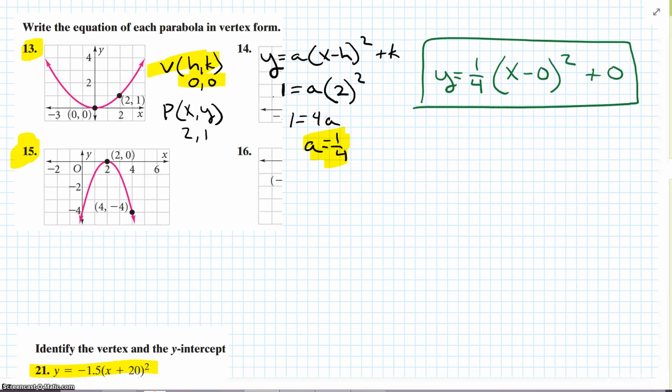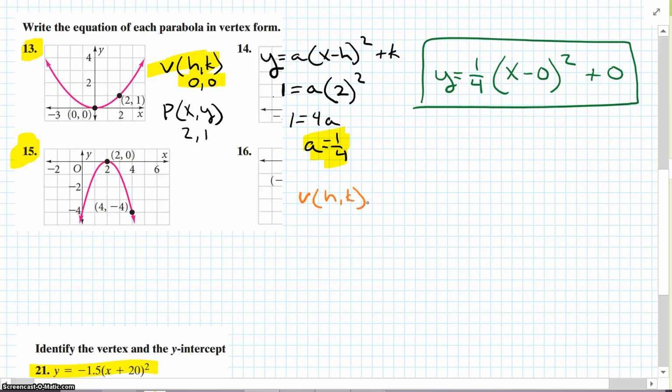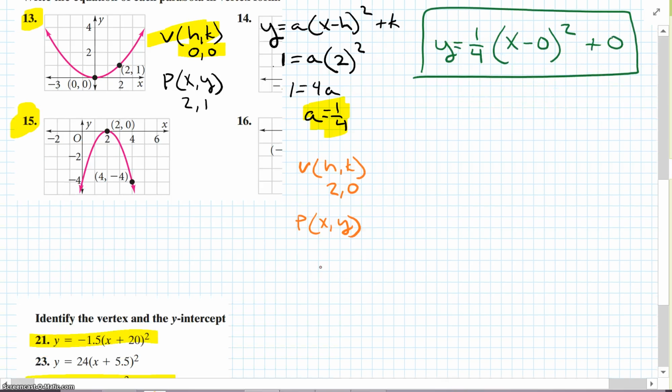All right, 15, we're going to follow the exact same procedure. Okay, we need to know the vertex, which is h comma k, and we need to know a point, which is x comma y. The vertex it gives us is 2, 0, so my h is 2, my k is 0. The point on the parabola is 4, negative 4. So we can set up the base equation y equals a times x minus h squared plus k. So negative 4 equals a times our x value is 4, our h value is 2, and our k value is 0.